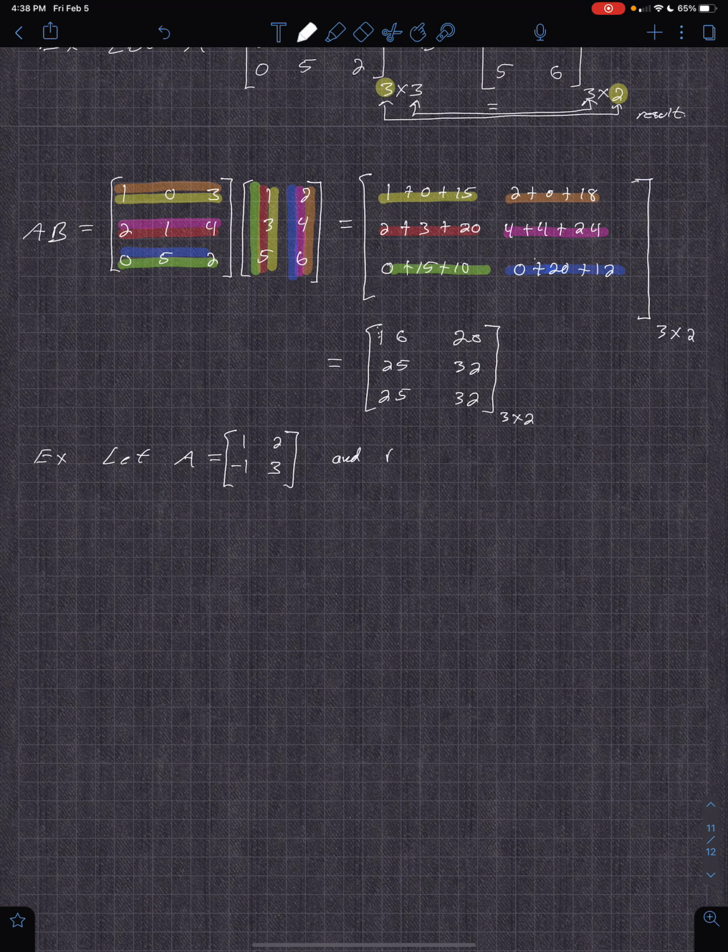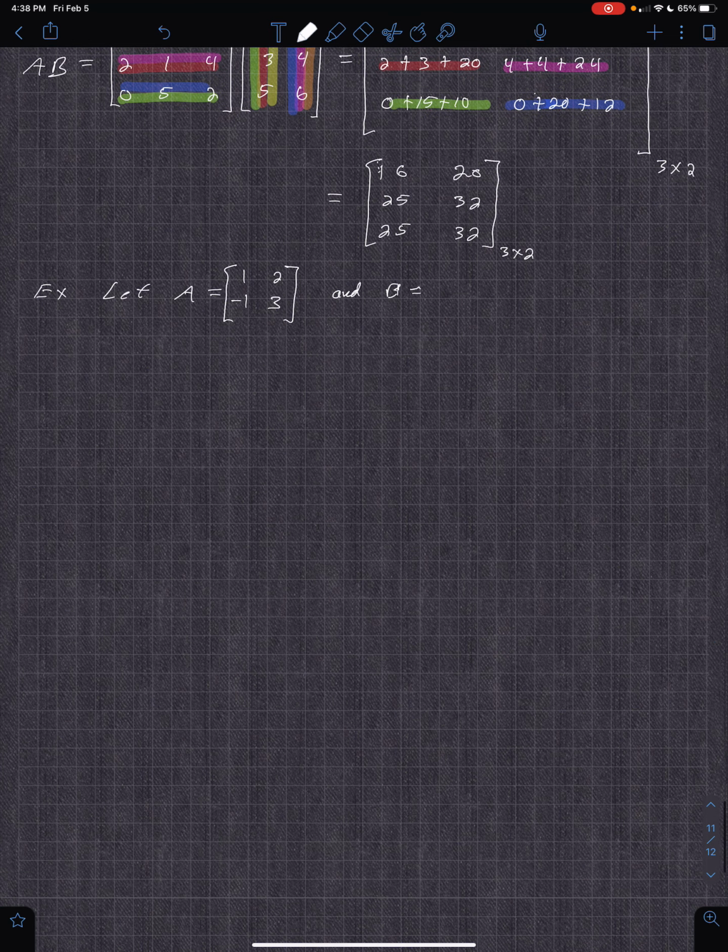And B equal 0, negative 1, 2, 4. Then what I want us to do, this is something I'd always have you do in class, I want you to do the product A times B and B times A, and then draw a conclusion.